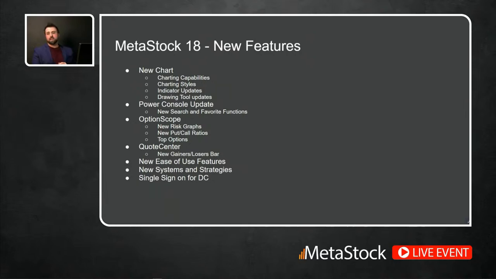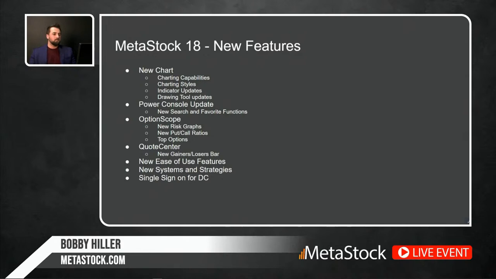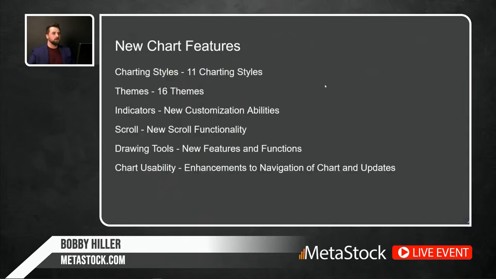So in MetaStock, this is the broad overview of what we've done. Like I mentioned, we have the brand new charting system with new charting capabilities, styles, updates, and drawing tools. You're really going to love it. We've also made some updates throughout the Power Console, as well as inside of Option Scope, where you're going to have new risk graphs and put call ratios, and you can view top options. The Quote Center also gained some new features that I think you're really going to like. And as is a common theme in a lot of our recent releases, we've added new ease of use and better usability features throughout the platform. And then we have some new systems and strategies inside of there. And we've also made some updates to our login process, making that easier as well.